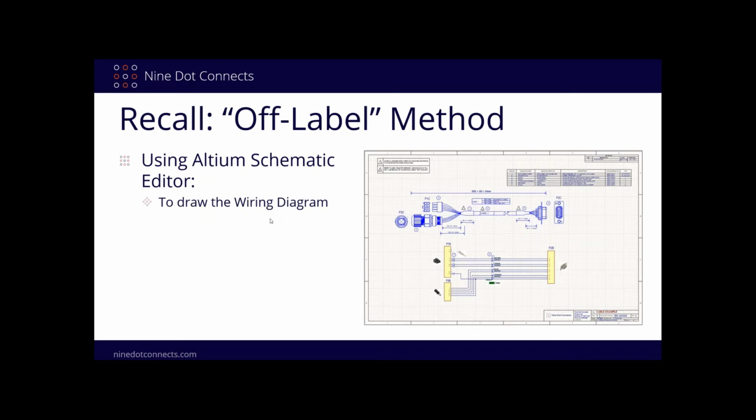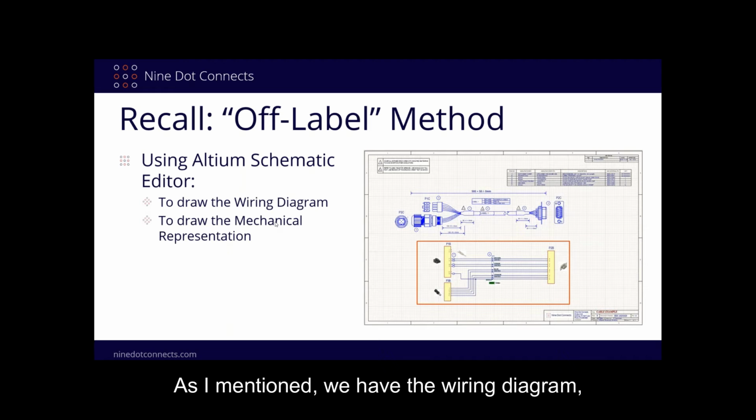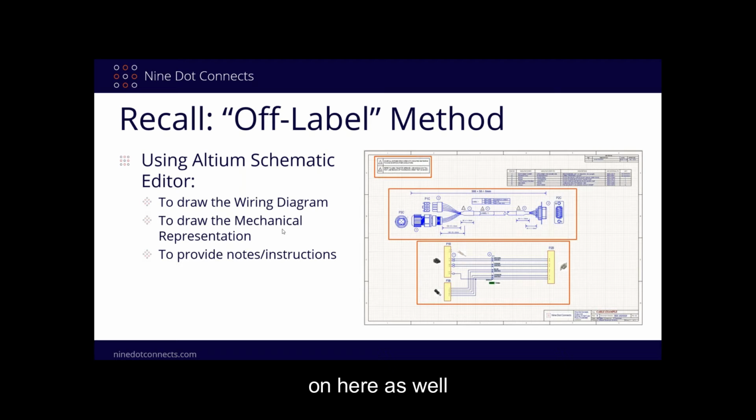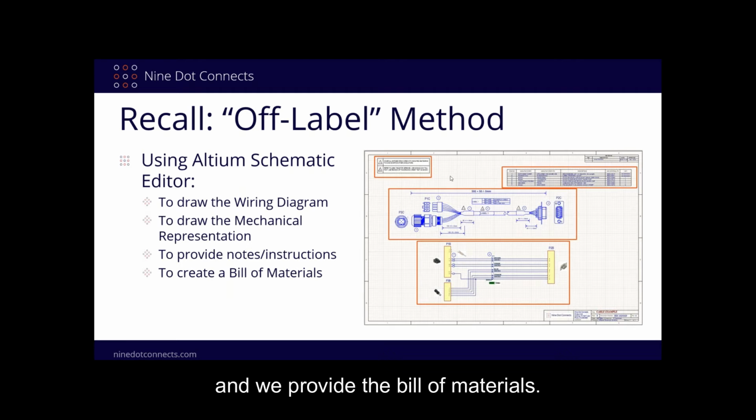So what are we doing? As I mentioned, we have the wiring diagram, we have the mechanical, but we also provide notes and instructions on here as well. And we provide the bill of materials. So why these two additional things in here? Because unlike the PCB, we're handing this off to somebody to build, and 99% of the time what you're designing over here is going to be something that's custom.